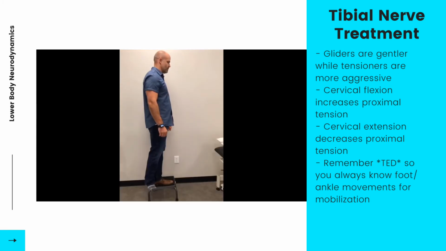The leg swing mobilization is another great way to mobilize a tibial nerve. The foot will be pre-positioned into eversion and dorsiflexion, while the hip swings through flexion and extension.